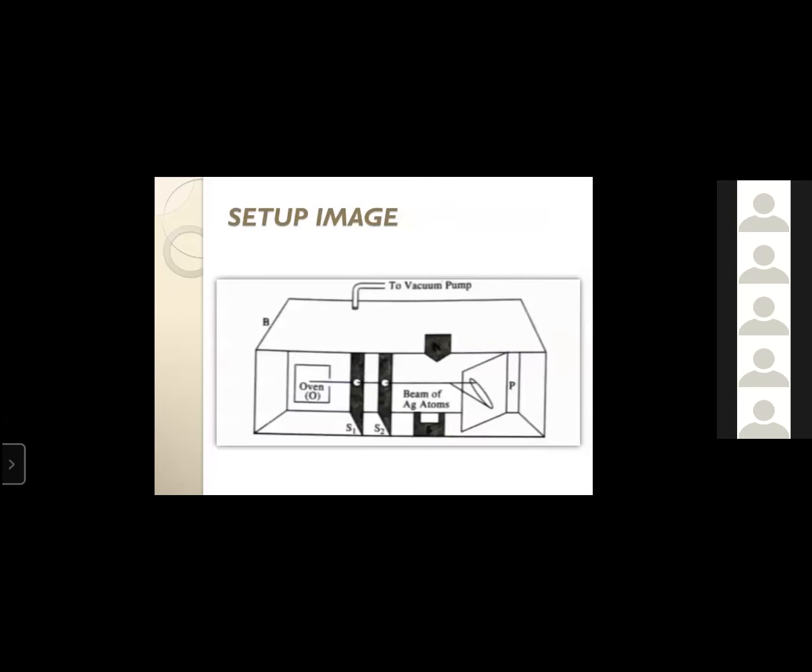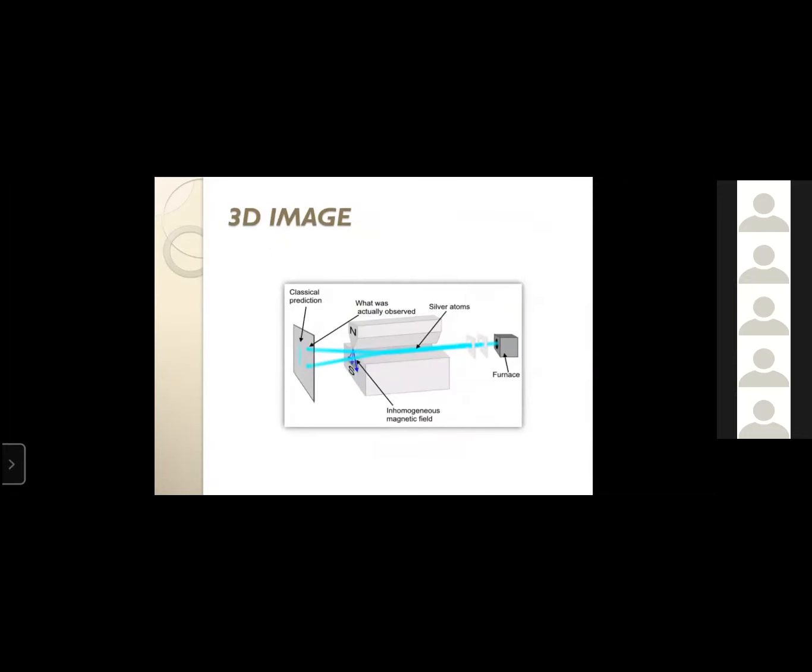This is a setup image. Here we can see an oven, two slits S1 and S2, a beam of silver atoms, two electromagnets, and a detector screen. This is a 3D image. We can see a furnace, or we can say an oven, which is emitting silver atoms passing through S1 and S2. The beam then passes through electromagnets N and S, and then the beam is recorded on the detector plate, which here is labelled classical prediction.